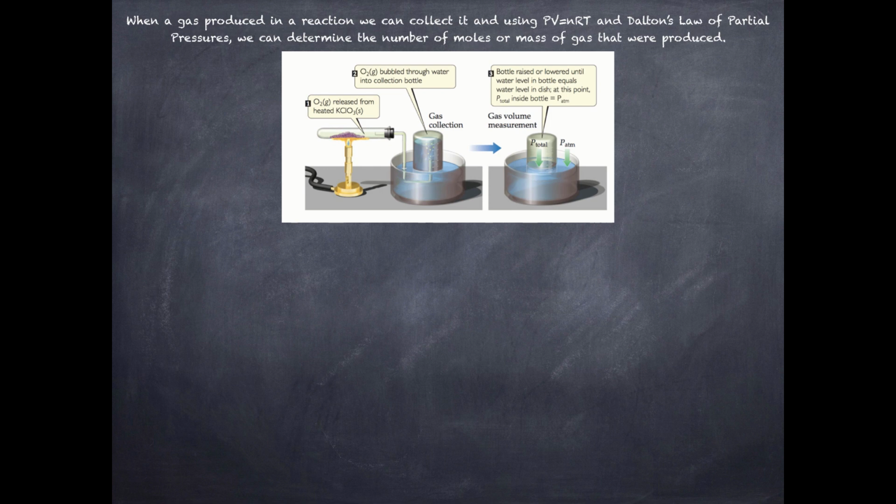Since you are collecting a gas over water, the liquid water is going to be constantly producing gaseous water at the same time. So the water vapor itself will exert a pressure. So the total pressure is going to be not only the partial pressure of oxygen, which we would expect, but also the partial pressure of water. So that's where Dalton's law of partial pressure comes in. We say that the atmospheric pressure is going to be equal to the total pressure, which is the partial pressure of oxygen and the partial pressure of water.